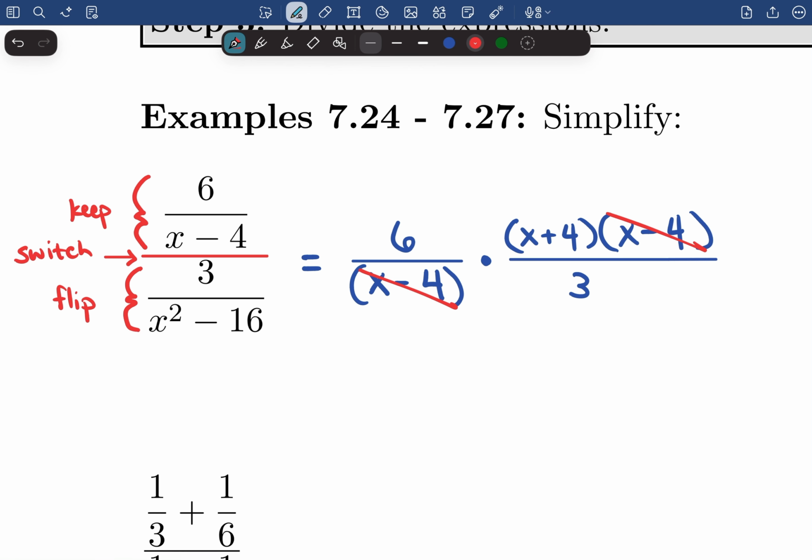Great. So that was a reminder for you about how to keep, switch, flip. When you have division between two rational expressions, two fractions, then you can do a keep, switch, flip, and it makes your life much easier. Make sure to factor along the way.